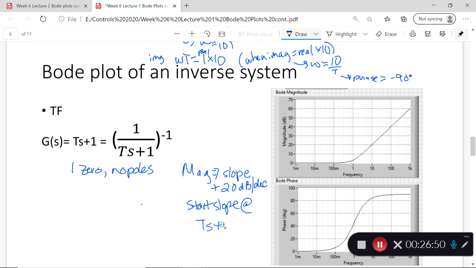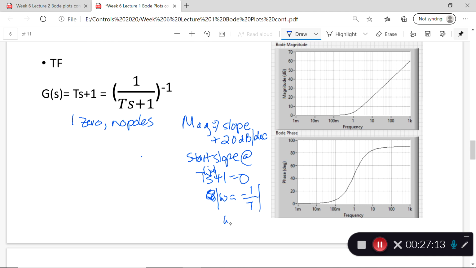So when ts plus 1 equals 0, that is when s, which I'm plugging in as j omega, gives omega equals negative 1 over t in its magnitude. I got rid of j, and I also got rid of the negative sign, so it's just 1 over t. I never am dealing with a negative point. If t is equal to 1, then that will be when omega equals 1. So that's where I see this start to slope up at 20 decibels per decade.